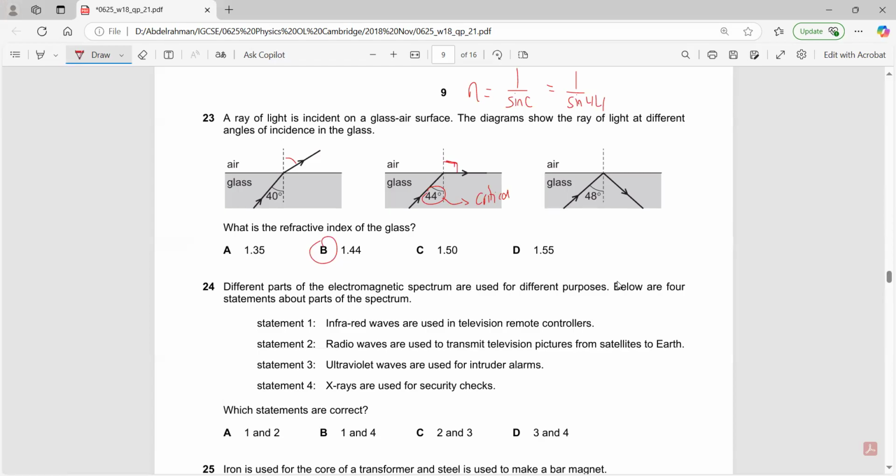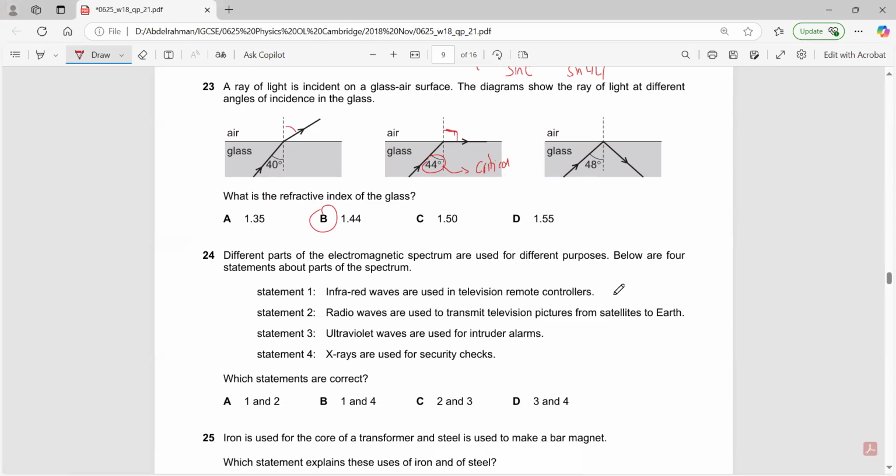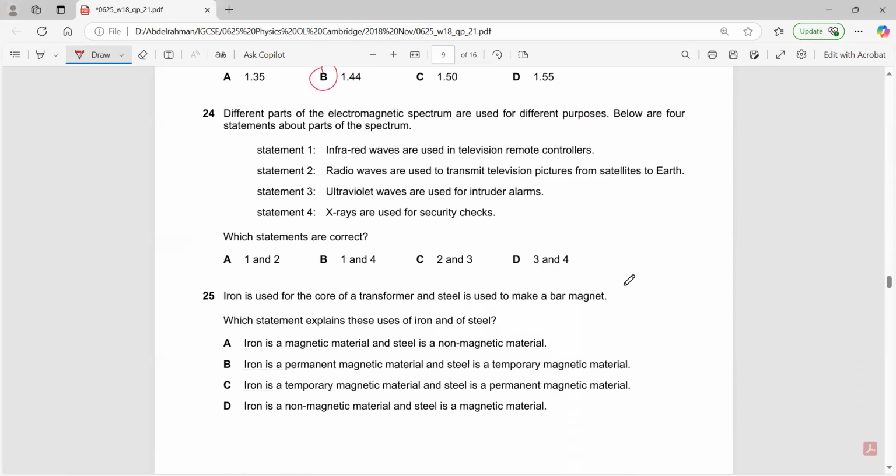And if you use the other equation, which is sine over sine, sine 90 over sine 44 would also be the same. Sine 90 is 1.